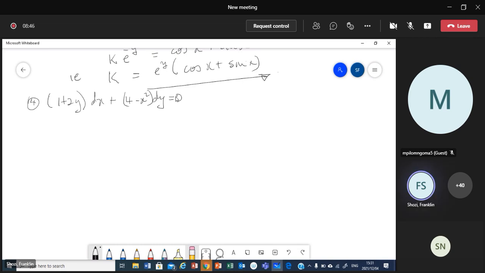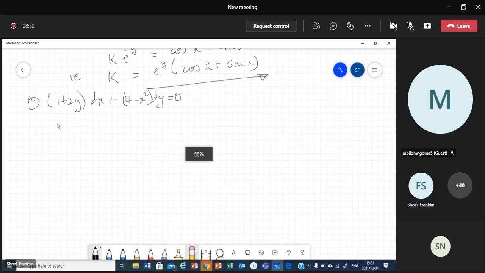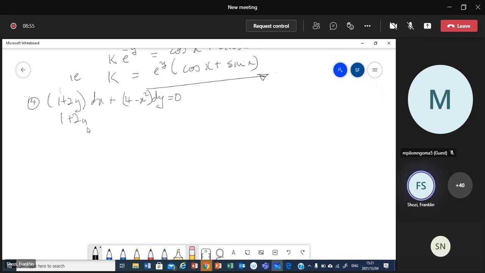Right, where do we start? Perhaps to be clear, let us transpose 1 on the other side. So 1 plus 2y, bracket, dx is the same as minus 4 minus x squared dy. That is allowed. Now, this 4 minus x squared is not in the right place because there is dy. And this one again here is not in the right place because there's dx here. I divide by that and divide by that. So I'll end up with dx over 4 minus x squared. I left that minus there. Minus dy over 1 plus 2y.